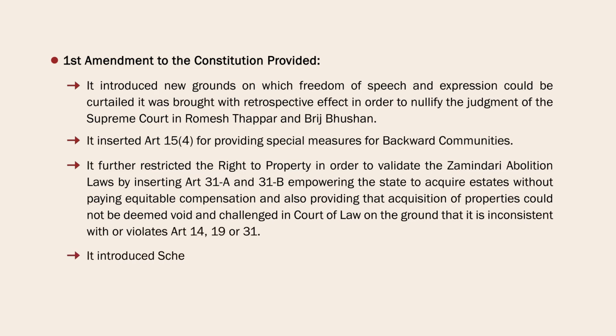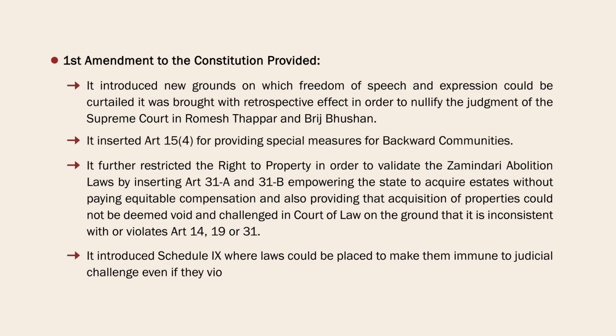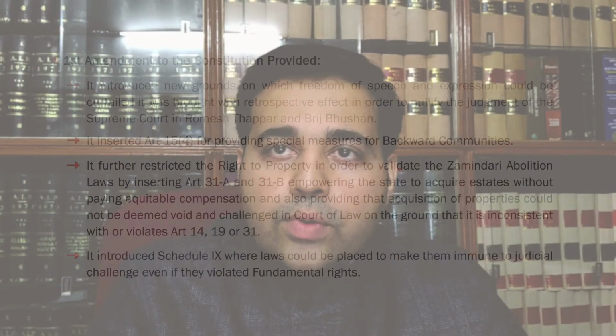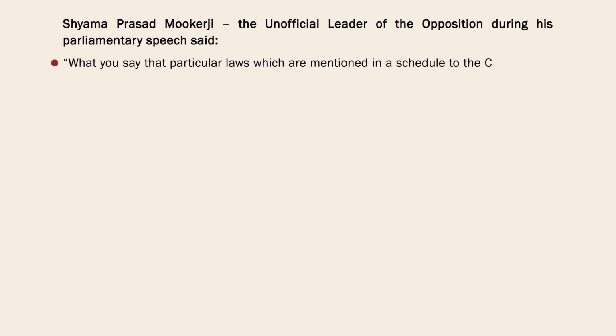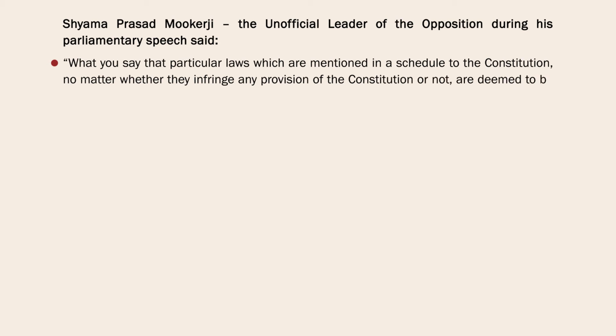It introduced Schedule 9, where laws could be placed to make them immune to judicial challenge even if they violated fundamental rights. This is one of the most controversial and highly criticized amendments to the Constitution, which was brought very casually and passed even more casually. Shyam Prasad Mukherjee, who was one of the drafting members of the Constitution and also the unofficial leader of the opposition, during his parliamentary speech said that what you say, that particular laws which are mentioned in a schedule to the Constitution, no matter whether they infringe any provisions of the Constitution or not, are deemed to be valid.